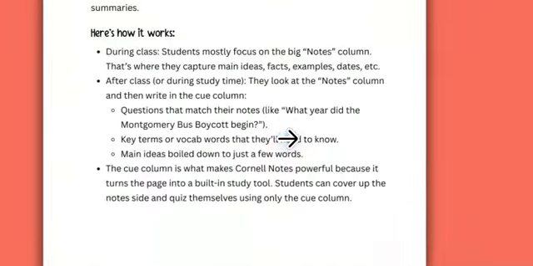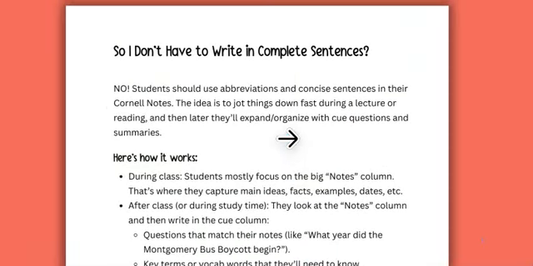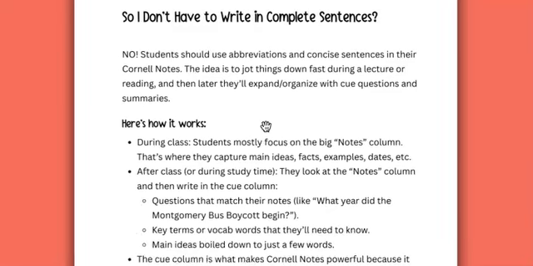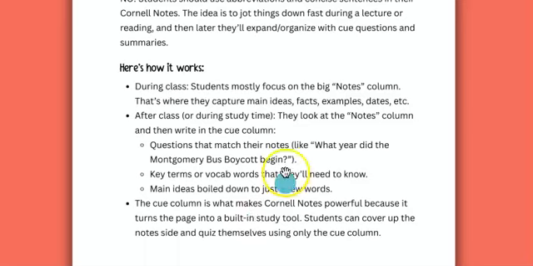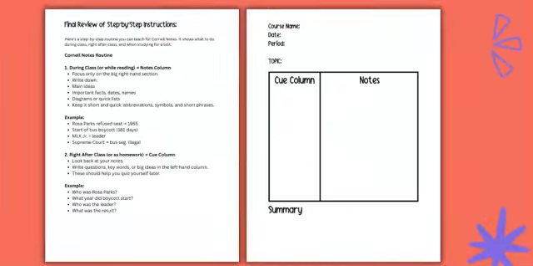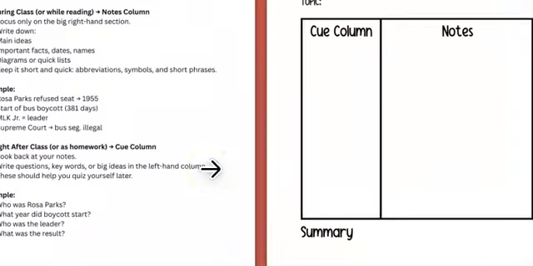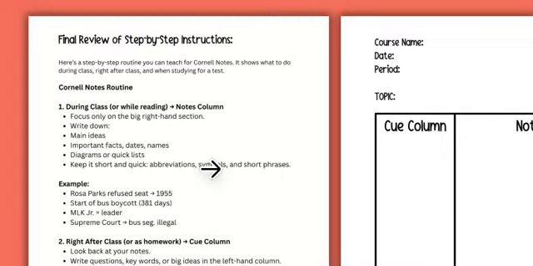And then over here, this is a big one. My students always say, wait, so I don't have to write in complete sentences? No, you don't. And you shouldn't in any of your classes, right? The goal is for you to take the information and put it in your own ideas. And then final review, step by step. That is in one of the documents as well.